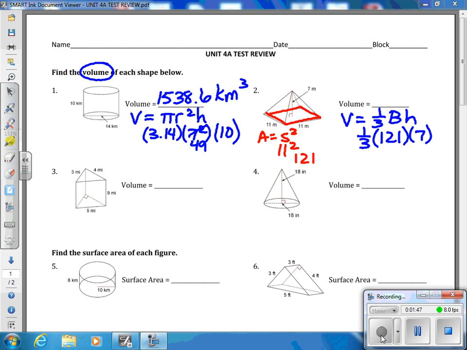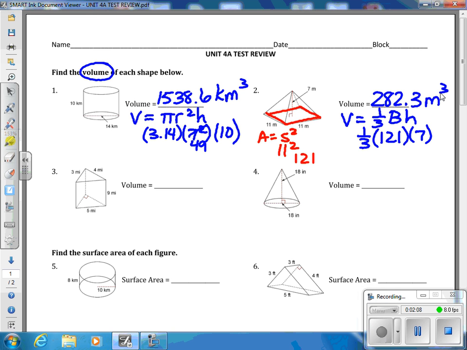Now remember with 1/3, you either type in the calculator 1 divided by 3, then times 121 times 7, or you can do 121 times 7 and then divide by 3 at the end. Do not mix the two up, just pick one way and stick with it. Regardless of which way you go, you should come out with an answer of 282.3 meters cubed.